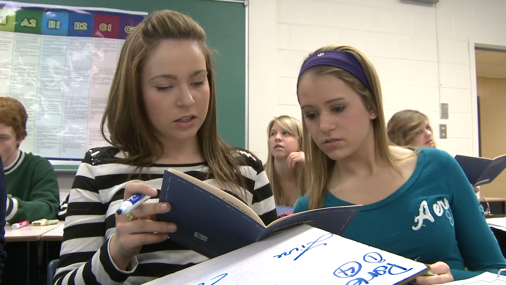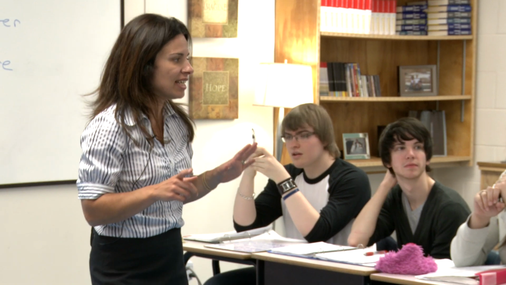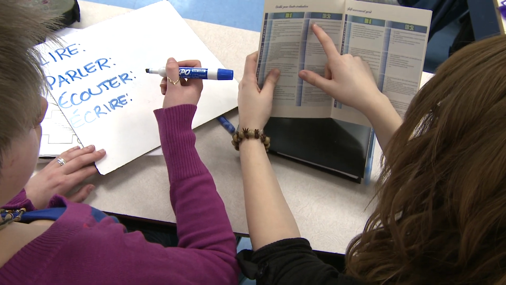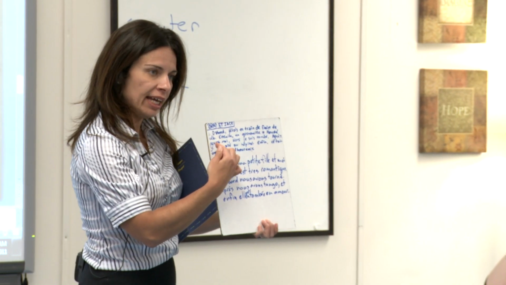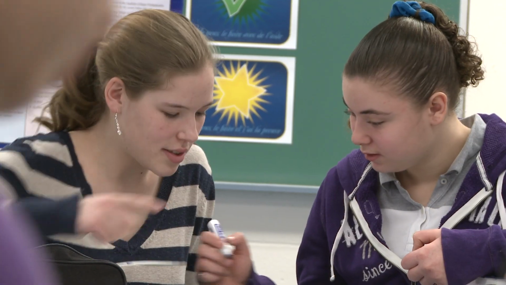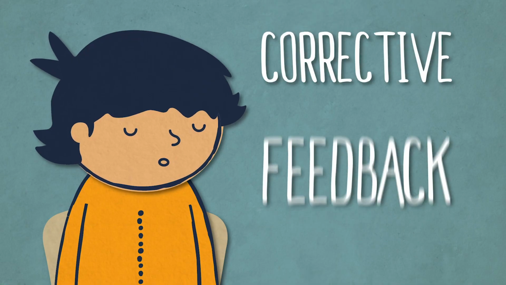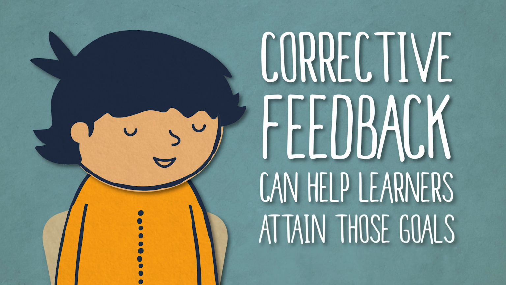Learning a second or an additional language is a journey that sometimes has its obstacles. You know your learners, you know their strengths, their linguistic needs, their experiences in second language learning, and their goals. Along the way, teachers and learners work together in a positive learning environment to achieve both collective and individual goals. Corrective feedback can help learners attain those goals.